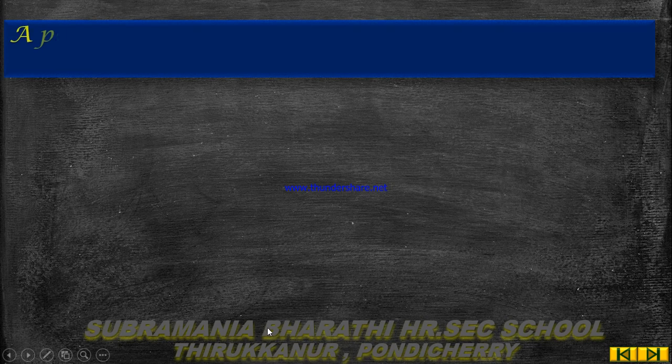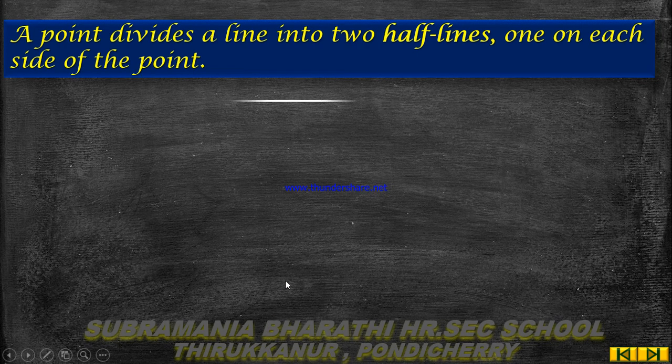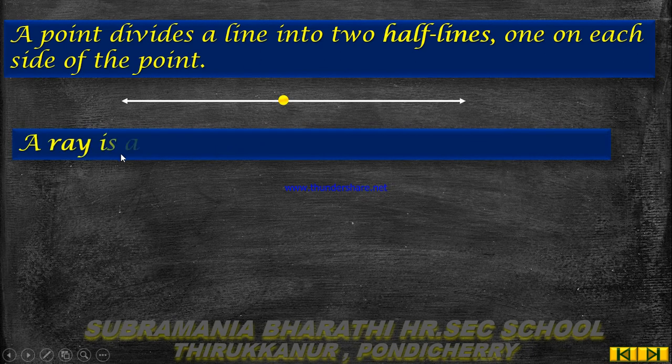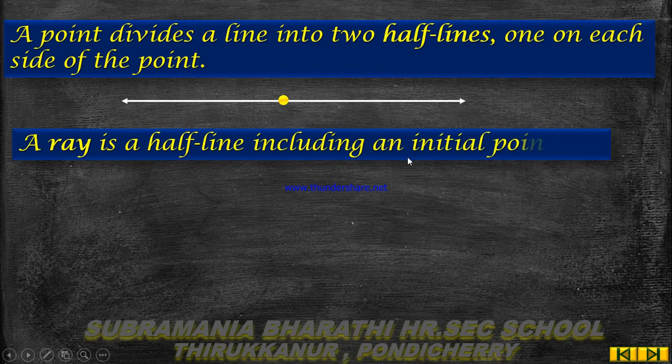The next, plane. What is meant by plane? A point divides a line into two half lines, one on each side of the point. Like this, the point divides the line into two halves. This is each side. A ray is half of the line including an initial point. A ray has a starting point, but there is no end point.